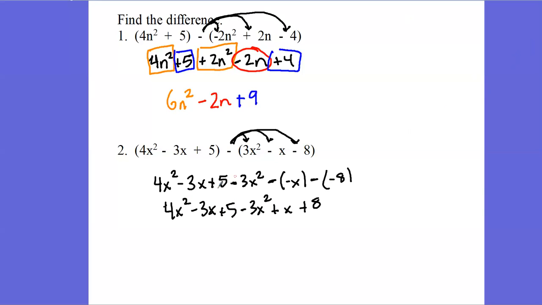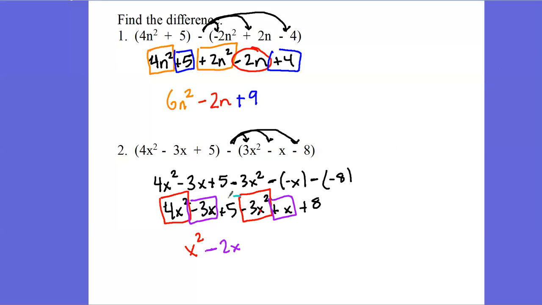Let's combine our like terms. So I got this positive 4x squared and this negative 3x squared. Those are like terms. They have the same base of x here, with the same exponent of 2. 4x squared minus 3x squared is just 1x squared, or positive x squared. Next, we have this negative 3x and this positive x. When you put those together, you got more on the negative side of things. So that's going to be negative 2x.